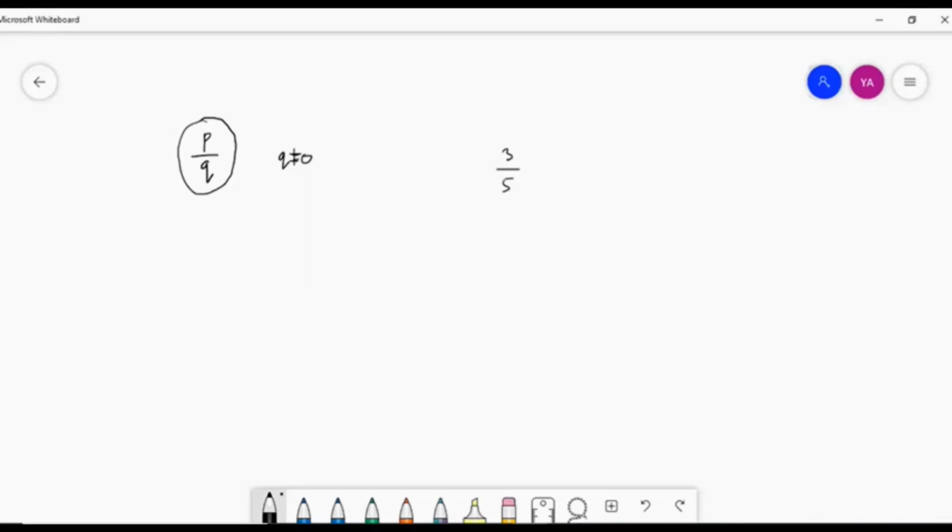So what happens if they are not coprime? Then we can reduce them, right? For example, 2 by 4. 2 and 4 are not coprime numbers because they have common factors 1 and 2. So we can reduce it to 1 by 2. Then this is in the form P by Q, where P and Q are coprime and Q is not equal to 0.